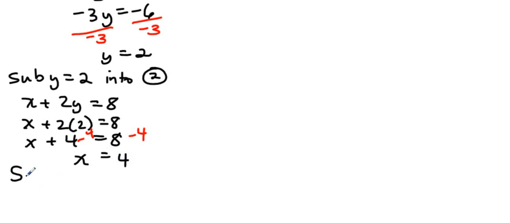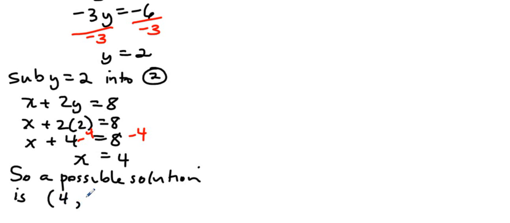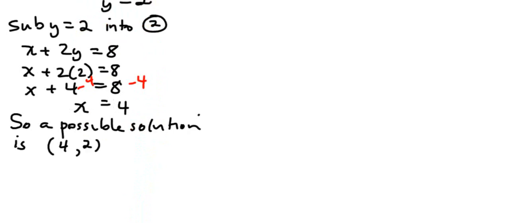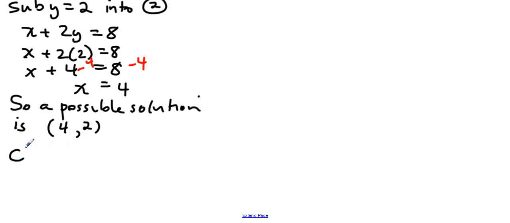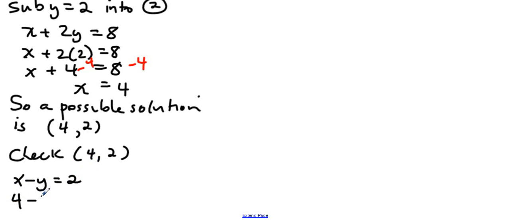So my possible solution is, remember, x, then y. Where's my y? 2. Okay, got a check. So let's go ahead and, what was x minus y equals 2? So we're going to check for 2. X minus y equals 2. Put the x there, put the y here. 4 minus 2 is 2. Yay. So we've got left side equals right side.